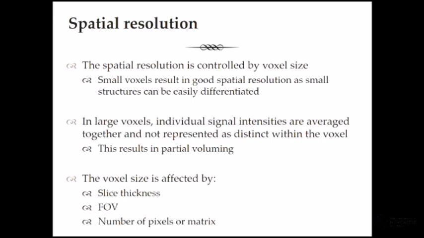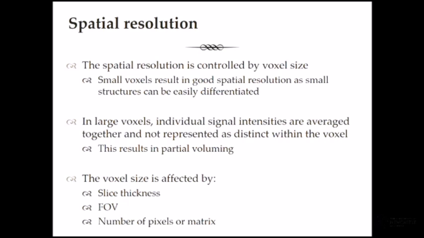Spatial resolution is controlled by the voxel size. Small voxels result in good spatial resolution as small structures can be more easily differentiated. So spatial resolution is controlled by both the pixel size and the voxel size. In large voxels, individual signal intensities are averaged together and not appreciated as distinct within the voxel.